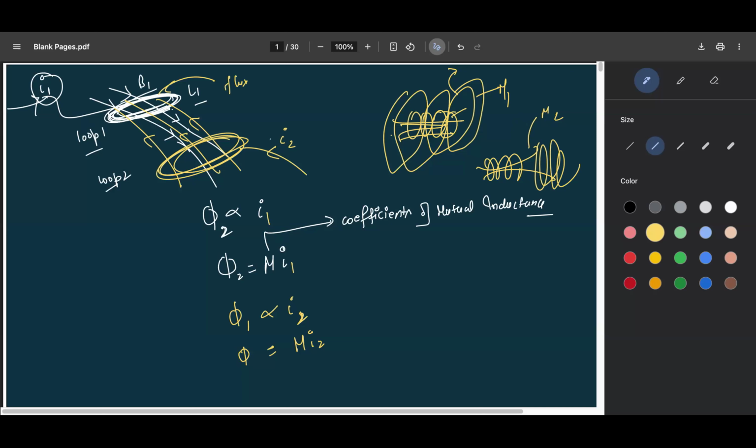What do you think, Kirtan? In which case can I suppose to have a higher value of mutual inductance?